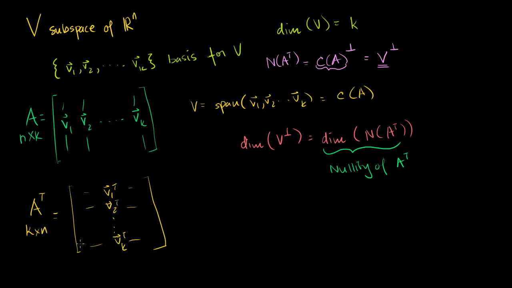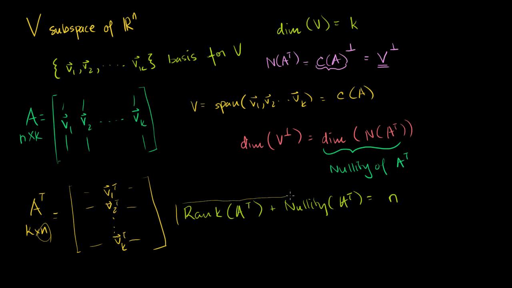We know one relationship between the rank and nullity of any matrix. We know that they're equal to the number of columns we have. So we know that the rank of A transpose plus the nullity of A transpose is equal to the number of columns of A transpose. So we have n columns. Each of these have n entries. It is equal to n. We saw this a while ago.